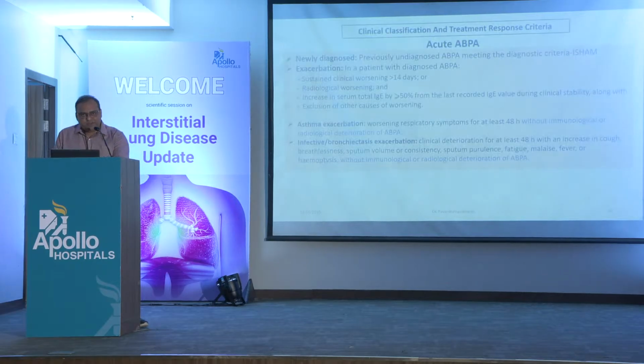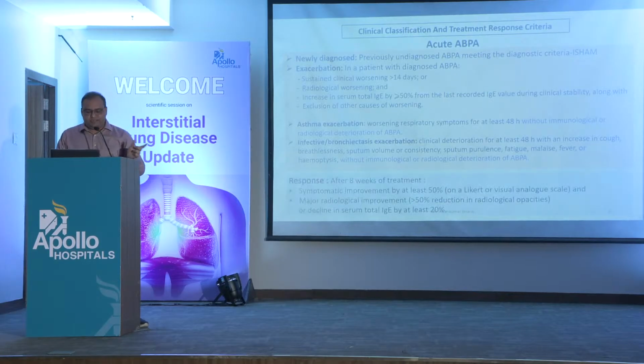I'm not going to go into further details of types of ABPA and clinical classification, but when the patient worsens, you have to rule out whether there is an immunological worsening or X-ray worsening. If there is increased shadows on X-ray, more than 50%, your total IgE is more than 20%, and you have a picture of a diagnosed case of ABPA or a newly diagnosed case of ABPA, that's an ABPA exacerbation, has to be managed with high-dose steroids and antifungals. If the immunological markers are negative, then it is a primary disease which has exacerbated. Asthma has exacerbated, or your bronchiectasis has an infective exacerbation.